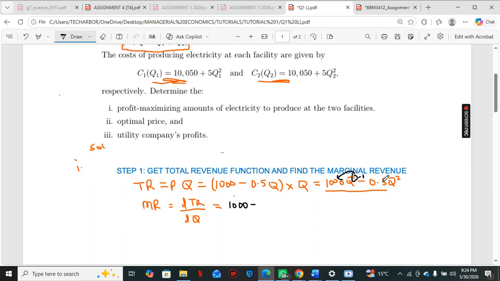Minus 0.5 Q squared. Multiply the exponent with the coefficient, the number in front of the letter. 2 times 0.5, that is 1. Subtract a 1 from the exponent. 2 minus 1, that is 1. So you get 1 Q to the power 1. All right. So our marginal revenue is 1,000 minus Q. You can just write it like this: 1,000 minus Q. Any questions before we go to step 2?